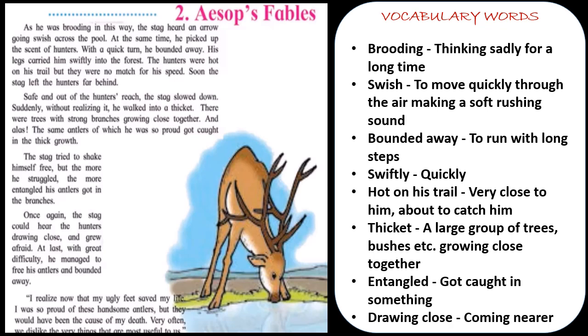Suddenly, without realizing it, he walked into a thicket. Thicket means a large group of trees, bushes, etc., growing close together. There were trees with strong branches growing close together, and alas, the same antlers of which he was so proud got caught in the thick growth. The stag tried to shake himself free, but the more he struggled, the more entangled his antlers got in the branches. Entangled means got caught in something.